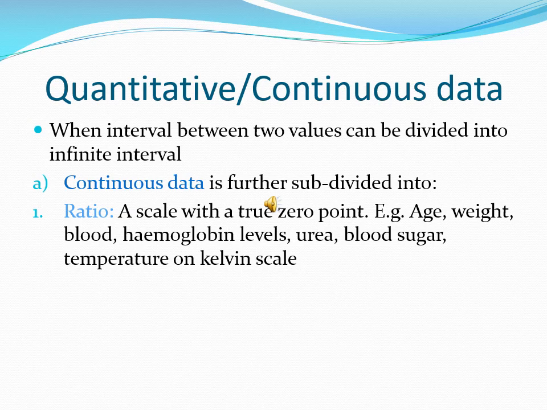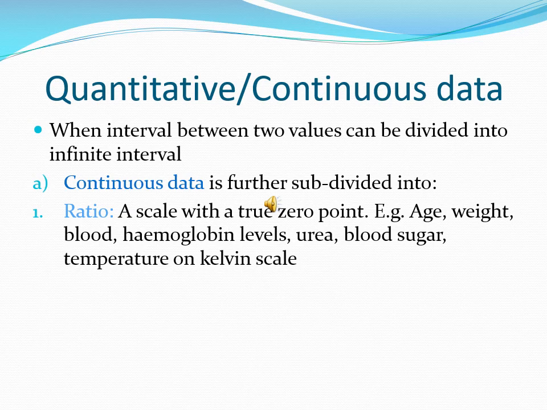The other type of data is quantitative data, which is also called numerical or continuous data. When the interval between two values can be divided into infinite intervals, the data is known as quantitative data or continuous data. For example, age, weight, height, hemoglobin, blood pressure, blood sugar levels, etc. Continuous data is further subdivided into ratio and interval type.